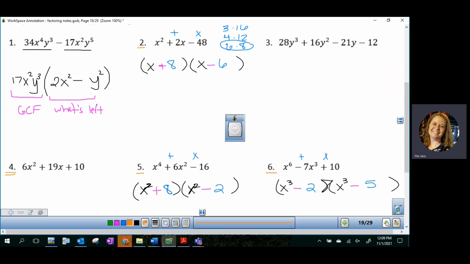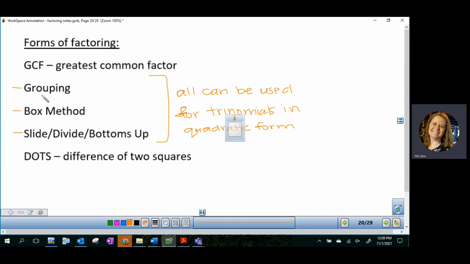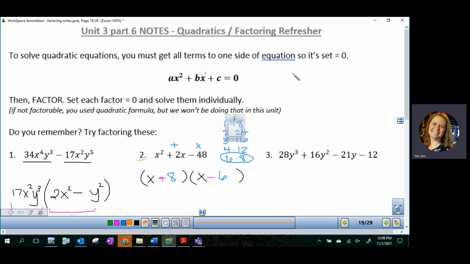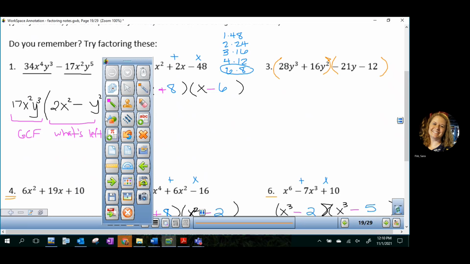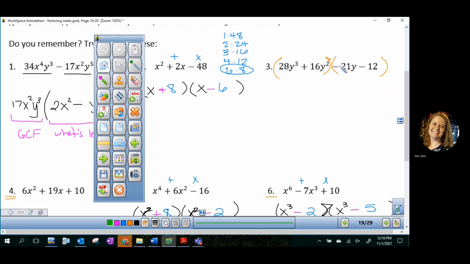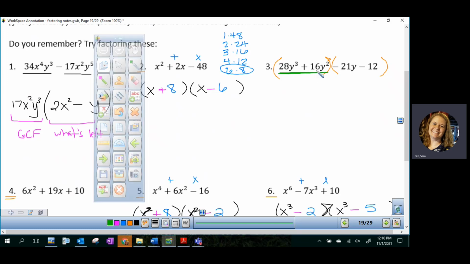So grouping is not only for quadratic trinomials, quadratic form trinomials. Grouping can be used when you have 4 terms like this. We can try grouping. If I create 2 groups with these parentheses here, I put the first 2 terms together and the second 2 terms together. When I do grouping, I look at the first group I created and ask myself, is there a greatest common factor here? So is there a greatest common factor between these 2 terms? What are they?